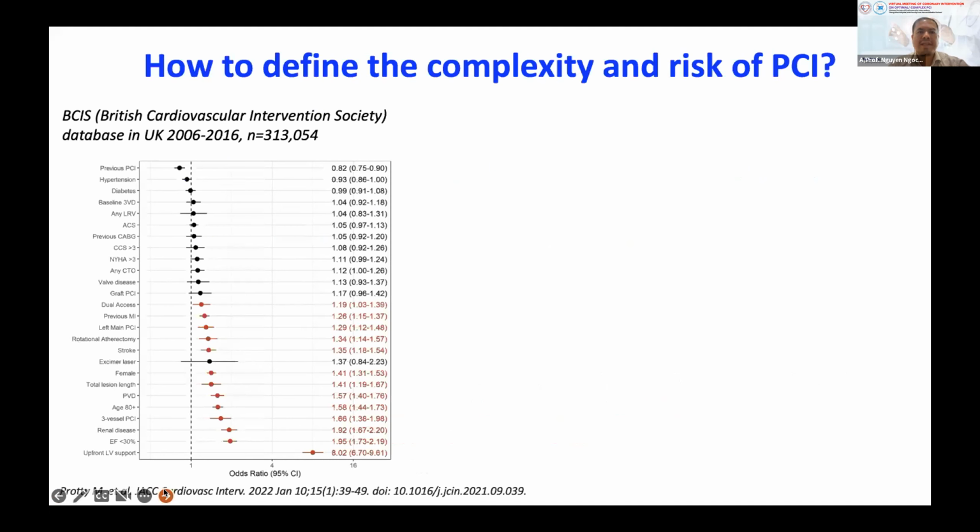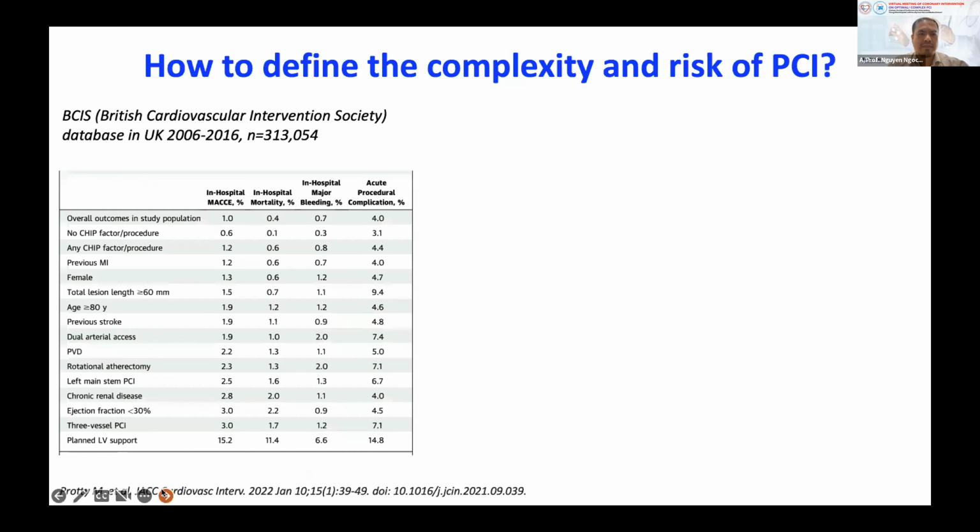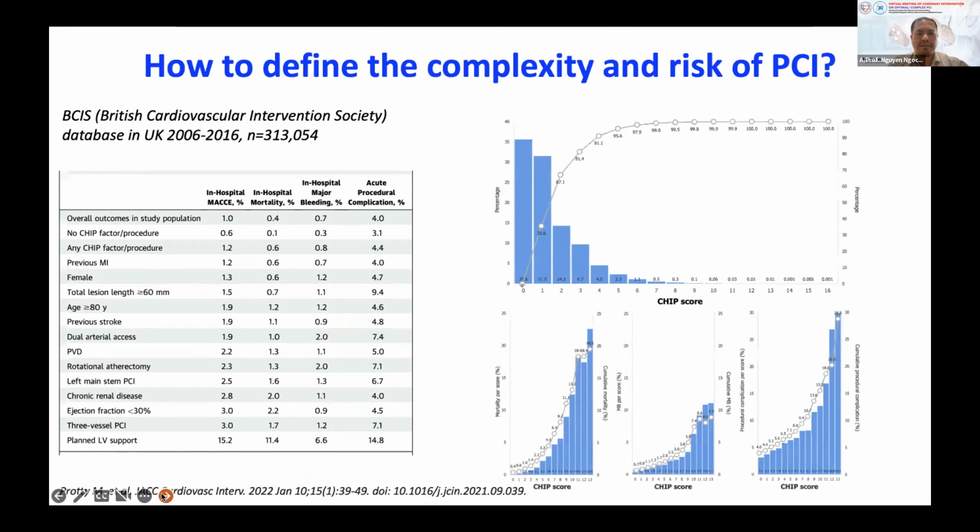So basically, the first question is how to identify the complexity and risk of PCI, because not every case is the same. We have a paper from the British Cardiovascular Intervention Society database covering 10 years and about 300,000 people. They analyzed the factors for complexity and for events after the procedure. They put these into the CHIPS factors and calculated the score, and you can see good data for each factor here.